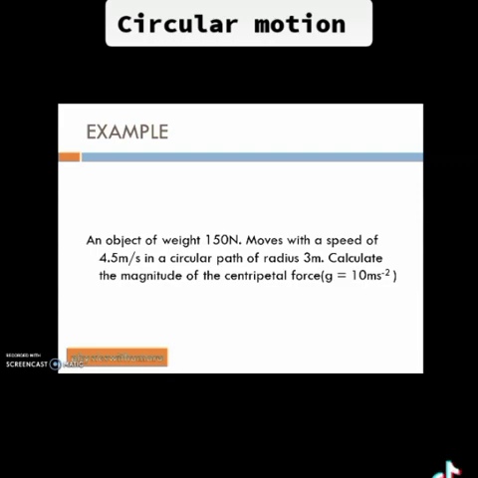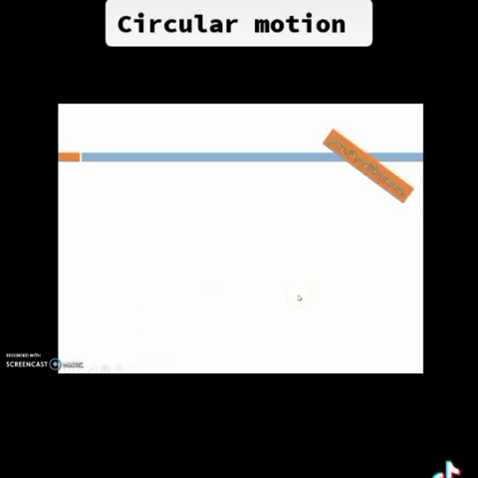Alright, so we list out the parameters. The first here is the weight. Second, we have the speed, which is 4.5 meters per second, and then the radius, and we're asked to calculate the centripetal force. So listing the parameters here: the weight is 150 Newton, the speed is 4.5 meters per second, the radius is 3 meters, and the centripetal force is what we are looking for. Then the acceleration due to gravity is 10 meters per second squared.